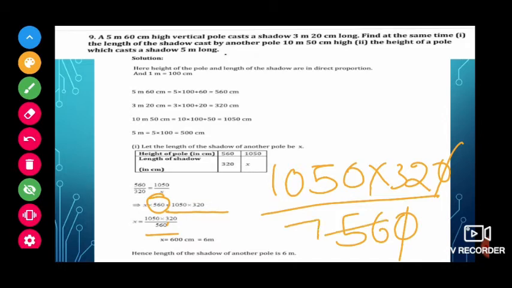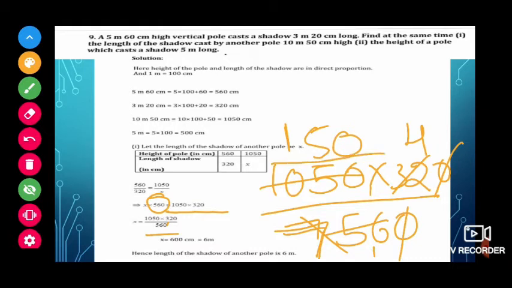8 sevens are 56, 8 fours are 32. Next, with the 7 table, directly 7 ones are 7, 7 fives are 35 and 0. Now 150 into 4, totally 600 centimeter, and we can write it as 6 meters. So what is the shadow length here? The shadow length is 6 meters.